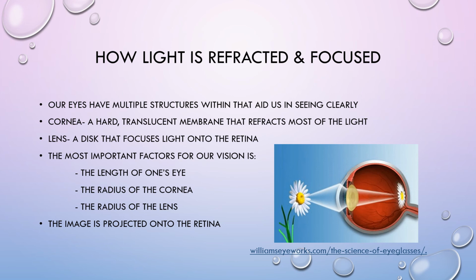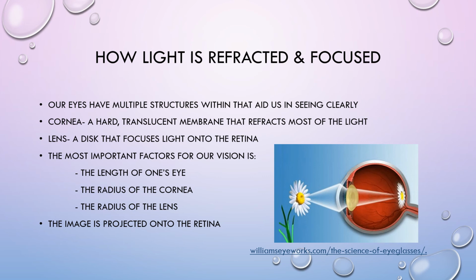How light is refracted and focused. There are many components in our eye that help us in seeing. On the frontmost part of the eye, we have our cornea, which is a hard membrane that refracts most of the light. Behind the cornea is our lens, which helps focus the light onto the retina.